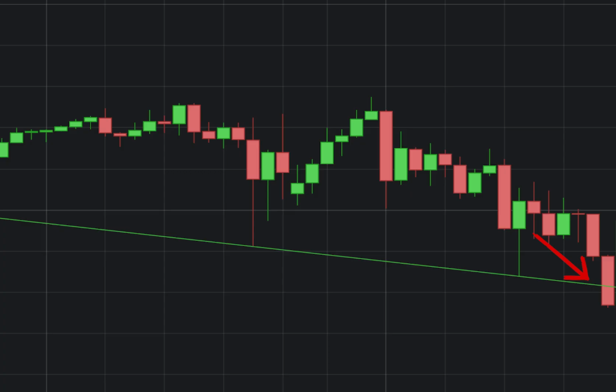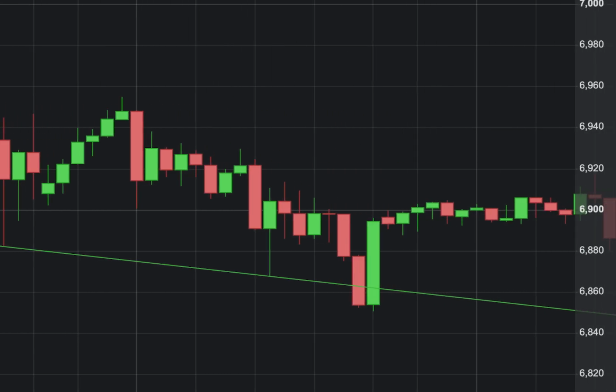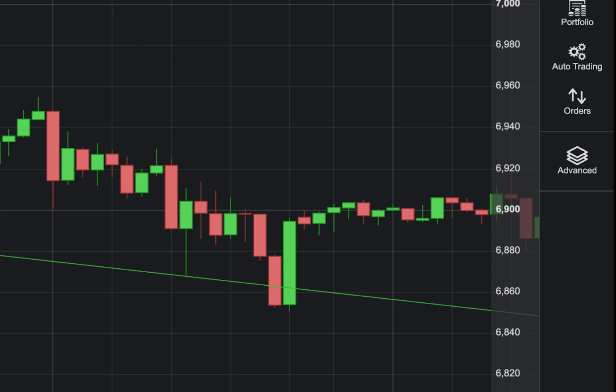So here's where trend lines get tricky. Price breaks through the line, looks like the trend is over, but then price comes right back and the trend continues. That's what we call a fake breakout. So how do you tell the difference between a fake and a real break? Here's the truth. You can't, not with certainty.